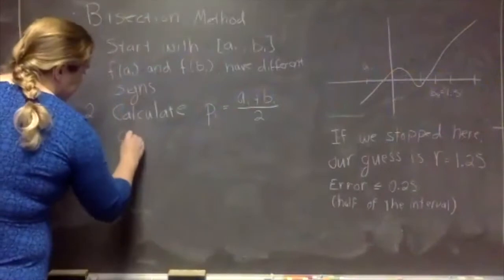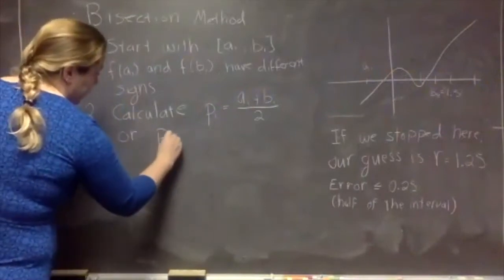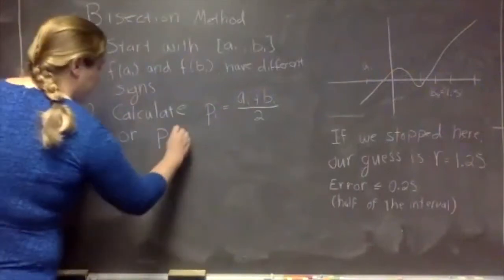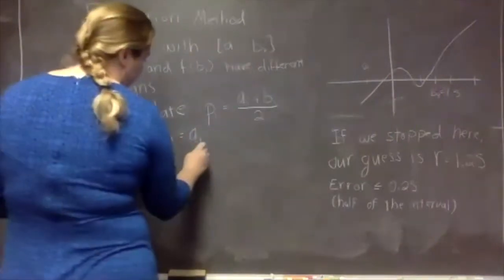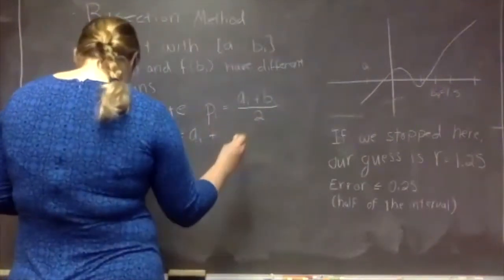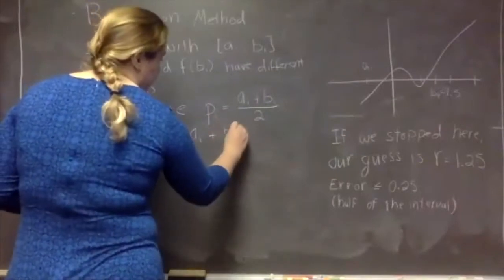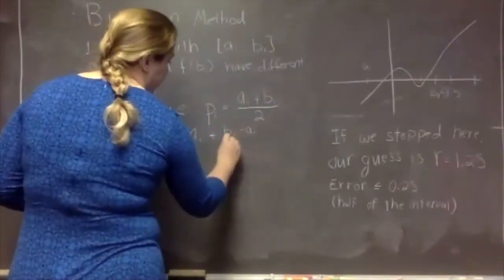But if you wanted to, you could calculate your midpoint this way as well: A_i plus (B_i minus A_i) over 2.